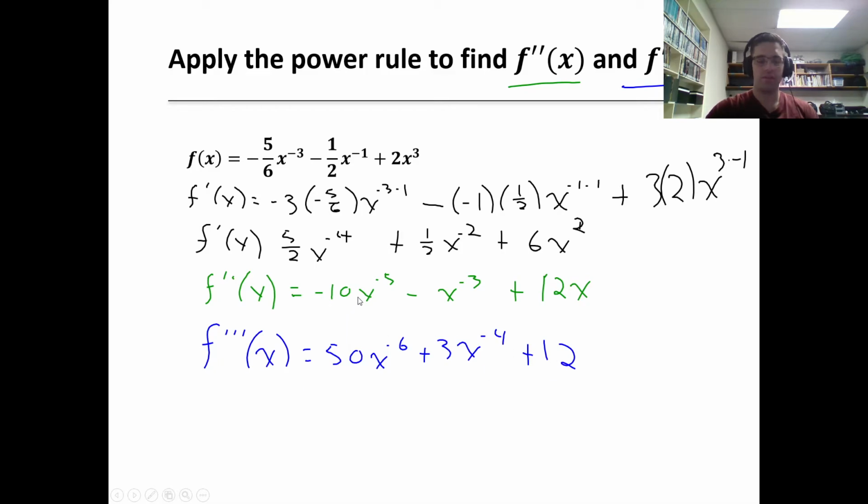F triple prime, we just do power rule again. So for f triple prime of x, we start with f double prime, and we do power rule for each term.